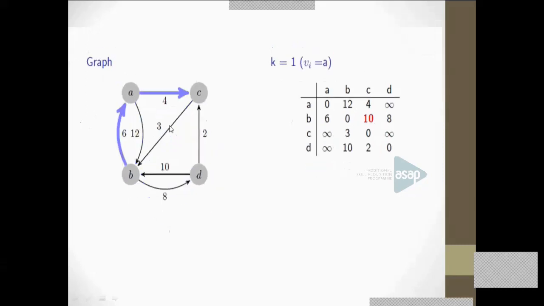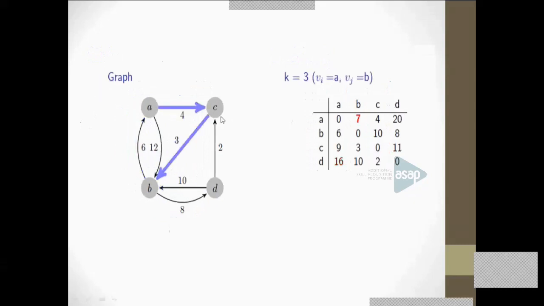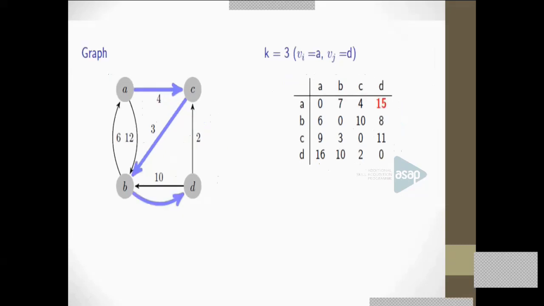If K equal to 3 means the intermediate vertex is C. Then you can see A to B, there is a path through C. A to C 4 and C to B is 7. And 7 is actually lesser value than 12. Then 12 is replaced with 7. It is a shortest path. Got it? That is why it is dynamic programming, a tabular approach. You will be constructing it in a bottom-up fashion. You can't directly go for K equal to 3 or K equal to 4. It is actually systematically proceeded. Okay.